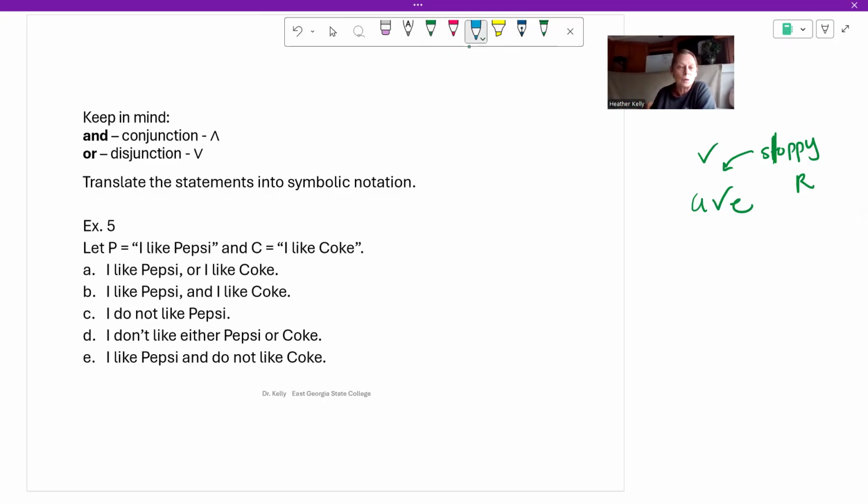All right. So let's let P, the letter P, be "I like Pepsi," and let's let the letter C be "I like Coke." And I want to write "I like Pepsi or I like Coke" in symbols here. That's it. Okay. "I like Pepsi and I like Coke."